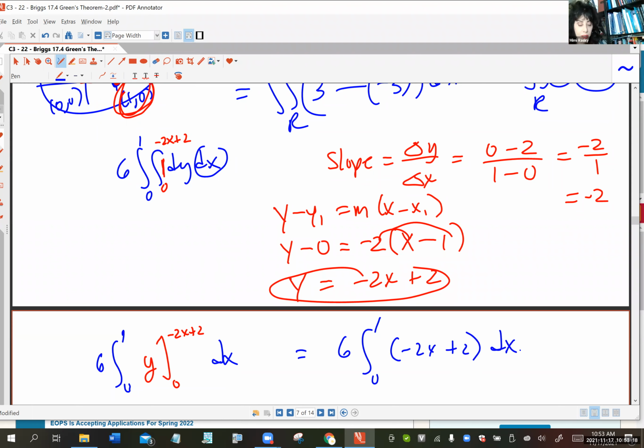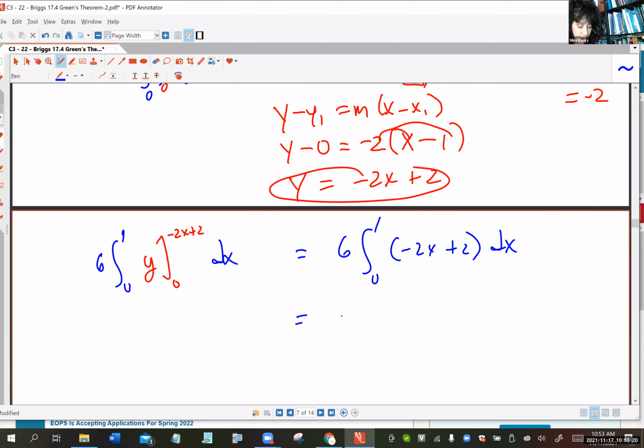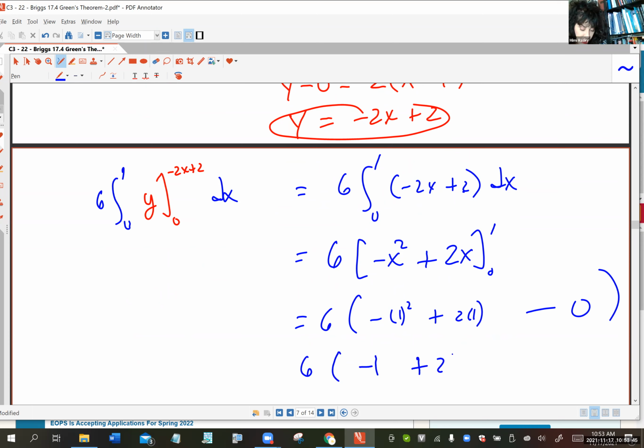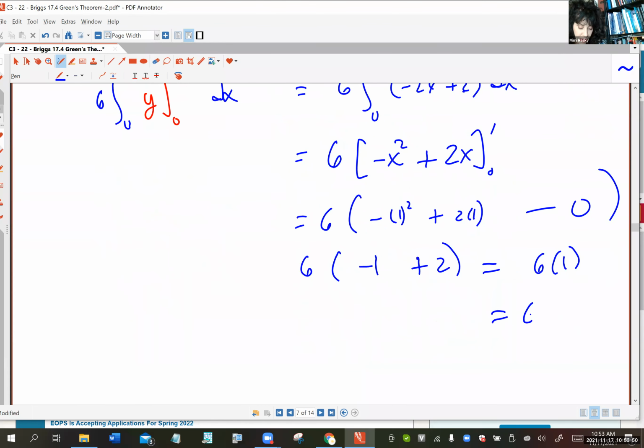And then this is an easy Calculus 1 integral, right? Everybody can do this, hopefully, no problem. The antiderivative of negative 2x is negative x squared, plus the antiderivative of 2 is 2x. And so then I'm going to evaluate this between 0 and 1. Of course, putting 0 in there, we're going to get 0. So this is 6 times negative 1 plus 2, which is equal to 6 times 1. Final answer, 6. And that concludes that problem for way number 1.